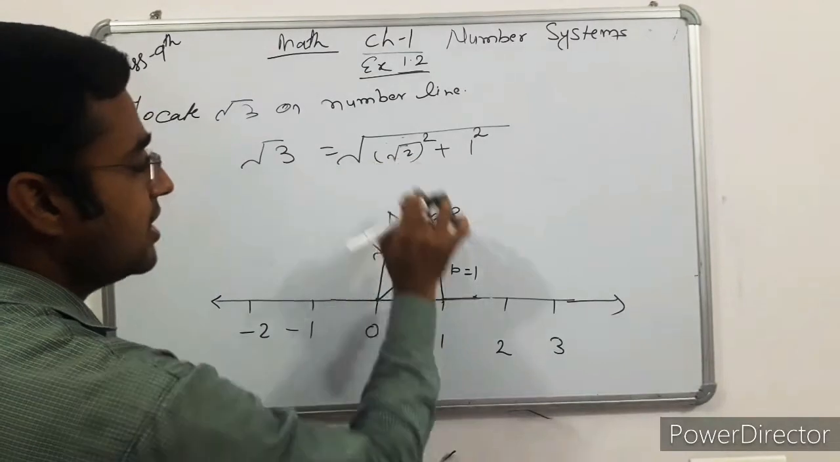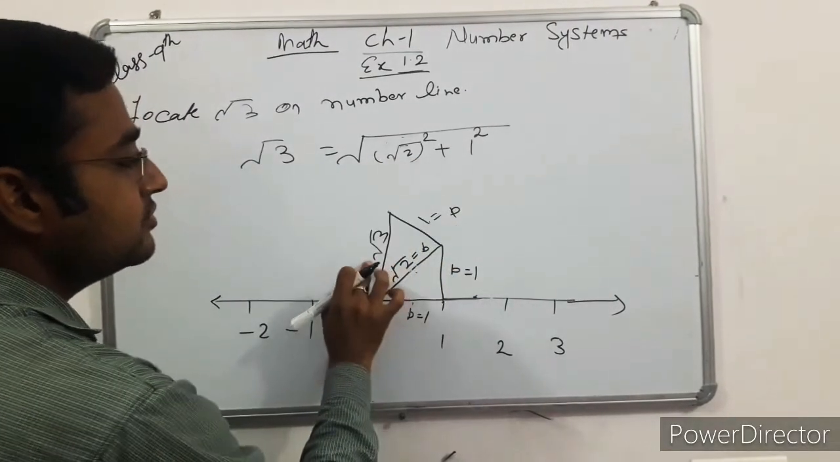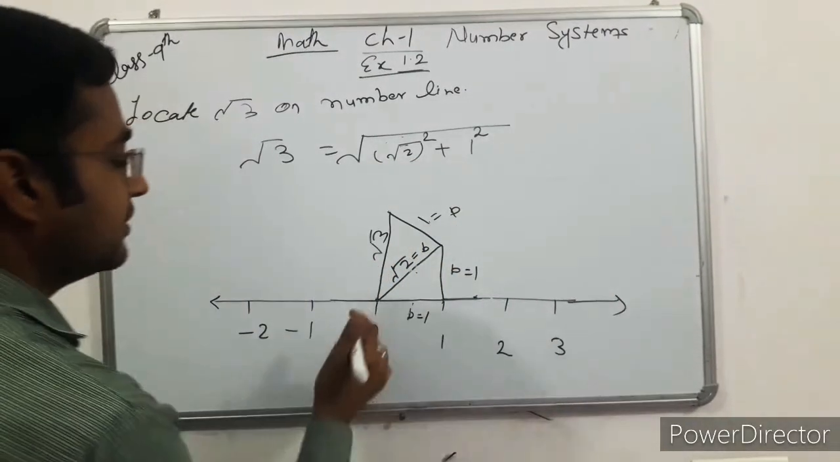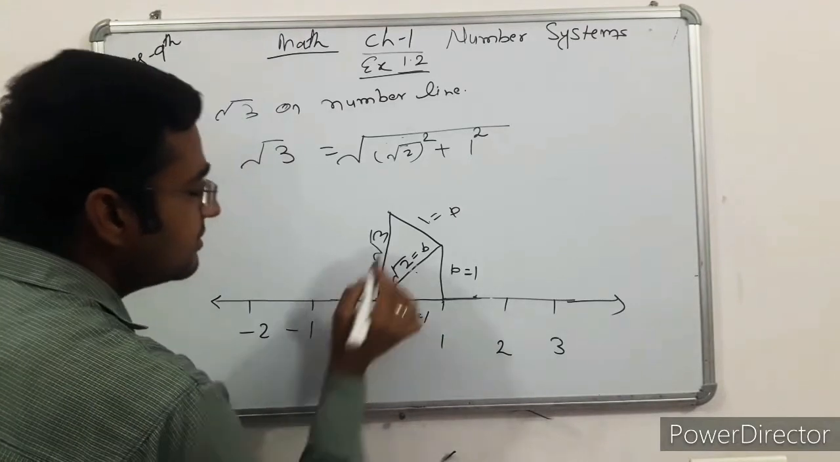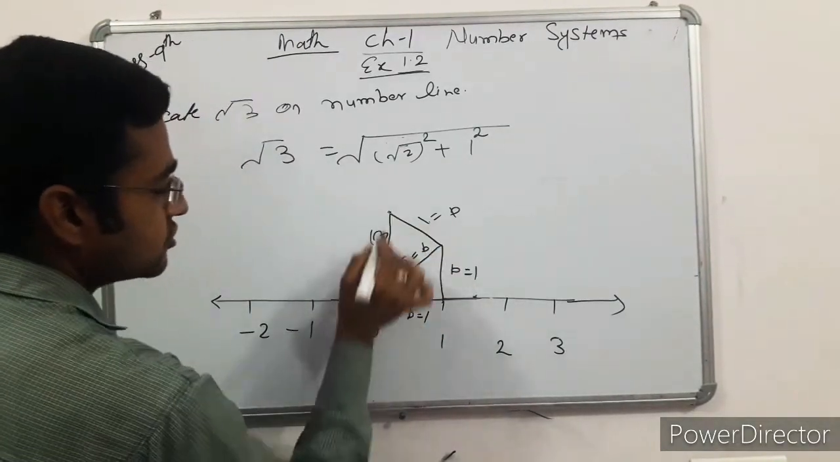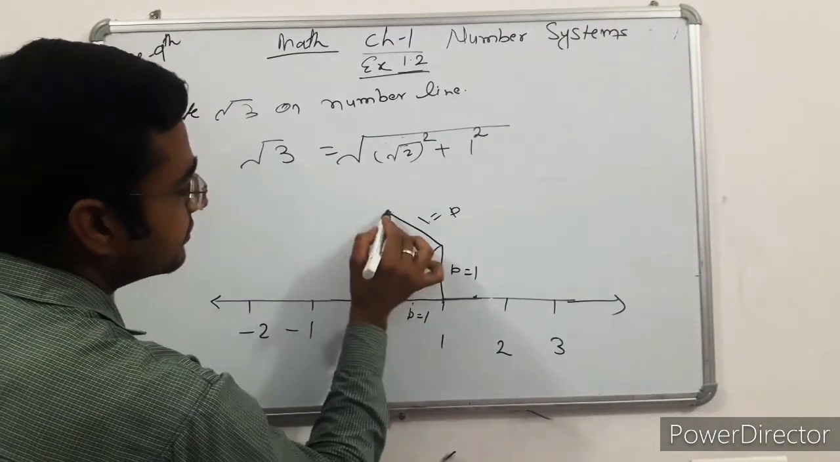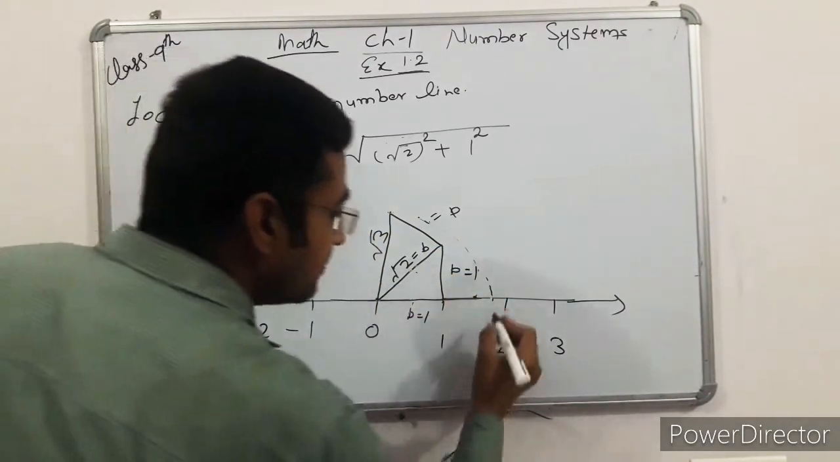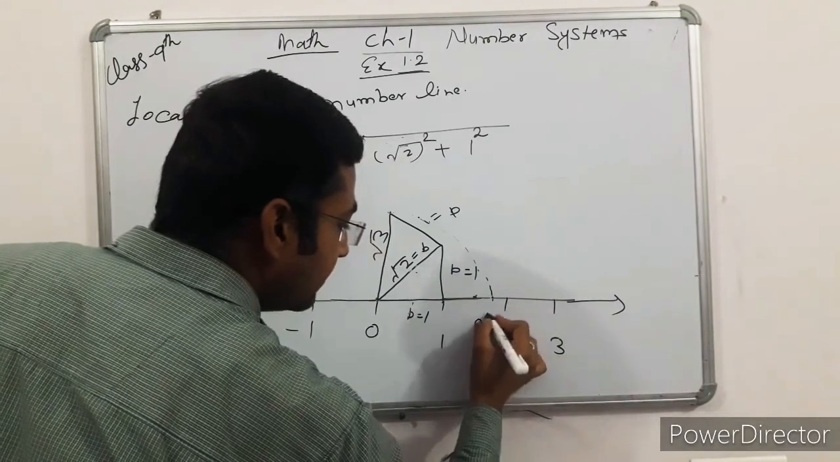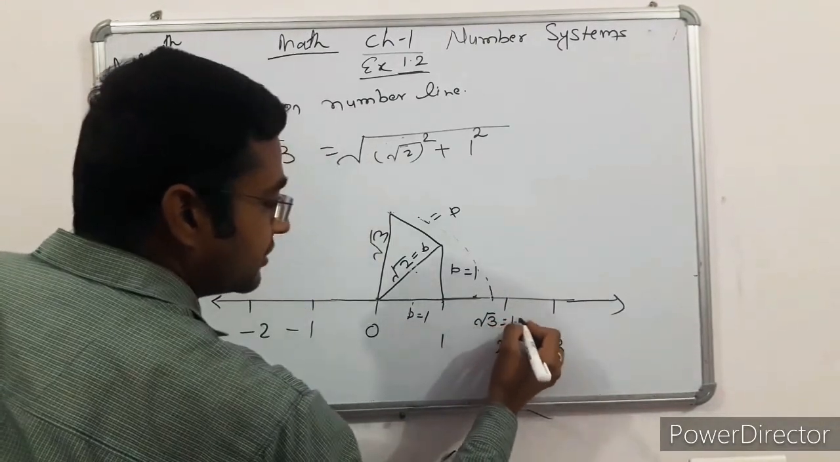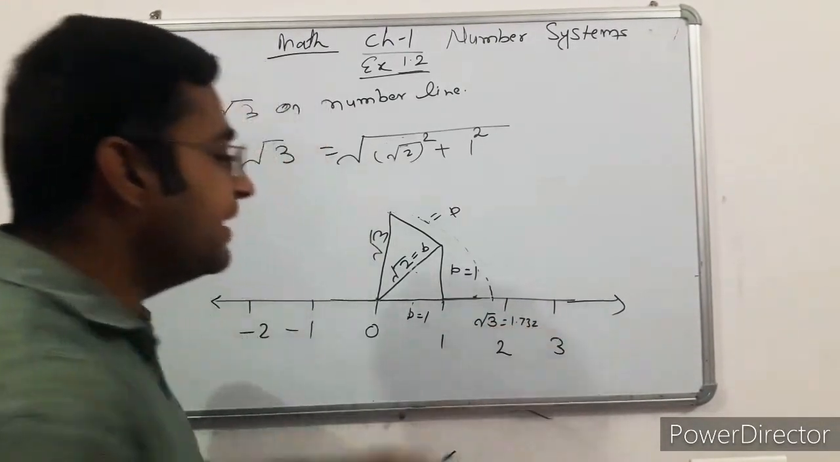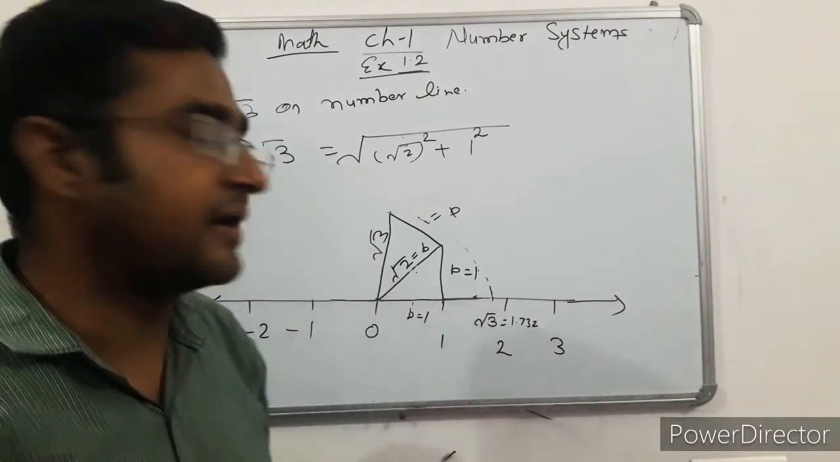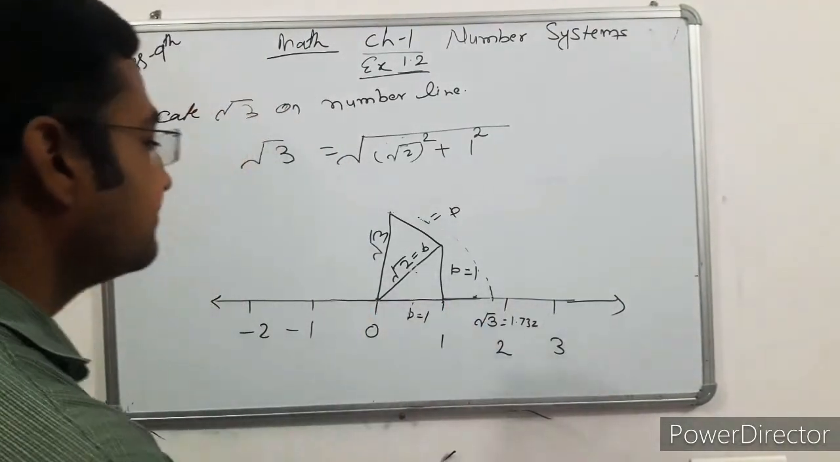Root 2 square plus 1 square is equal to root 3. So open an arc with the compass from this point to this point and draw it. So this point will be root 3, and its value is 1.732. It can be verified with a magnifying glass for further detail.